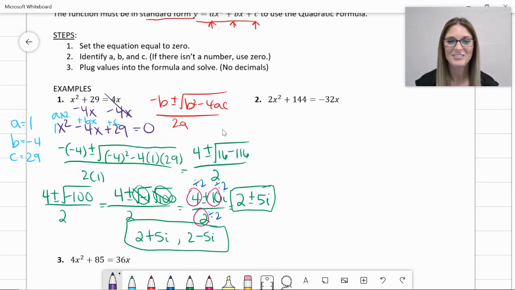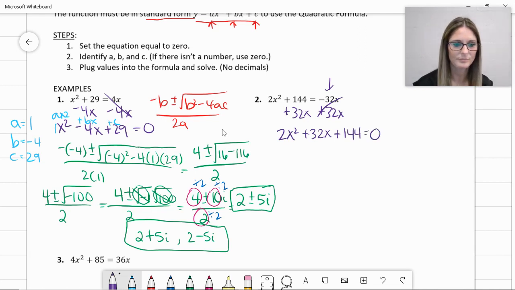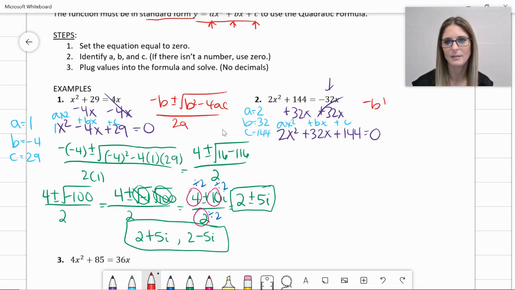So number 2, let's try it again. Again, it's not equal to 0, so I'm going to add 32x. 2x squared plus 32x. Make sure you put it in the right order so you can pull out your a, b, and c. This is ax squared plus bx plus c. My a is 2, b is 32, and c is 144. Quadratic formula: negative b plus or minus the square root, b squared minus 4ac all over 2a.